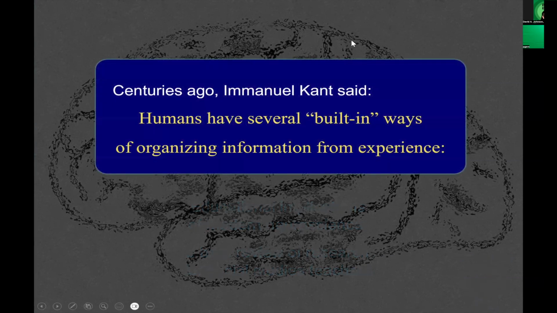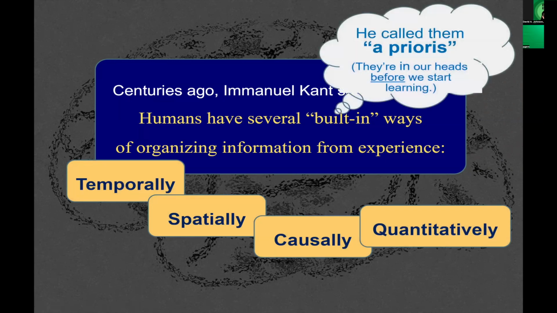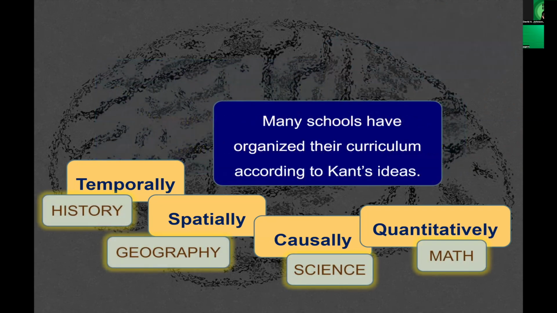Centuries ago, Immanuel Kant said that humans have several built-in ways of organizing information from experience. He said temporally, spatially, causally, quantitatively. He called them a prioris, meaning they're in our heads before we start learning anything. For many years, schools have organized curricula around Kant's ideas, even if they're not aware of it. The fact that we've got separate disciplines called history, geography, science, and math is basically Immanuel Kant's view of the way knowledge is broken apart in our head.